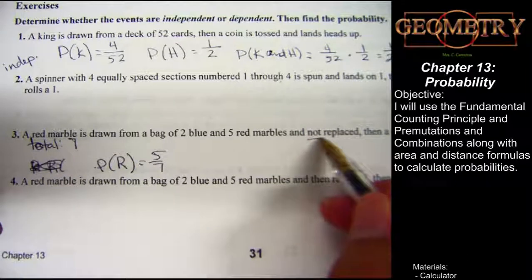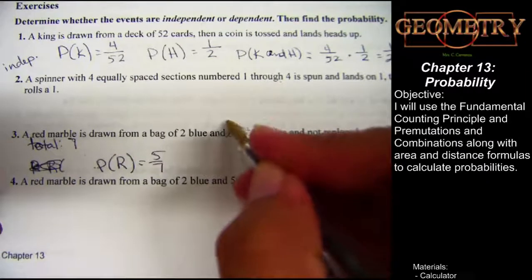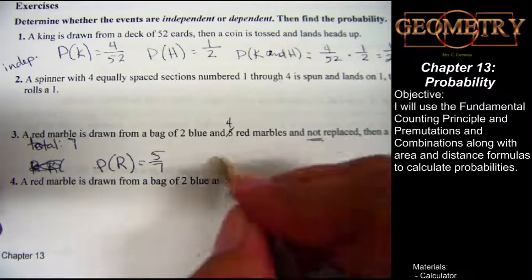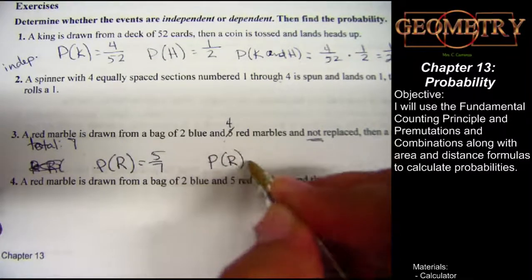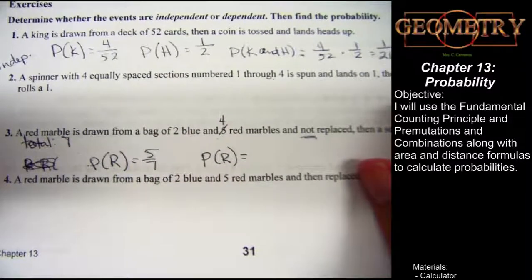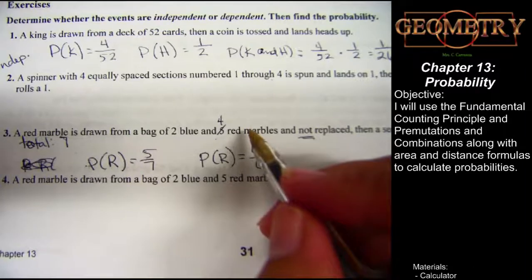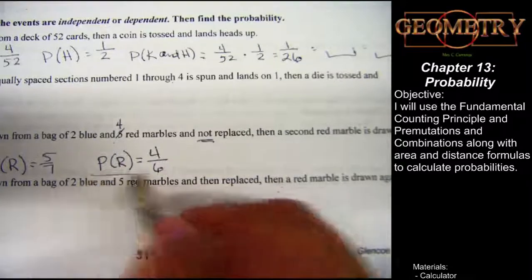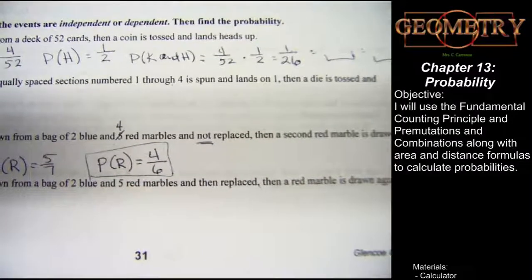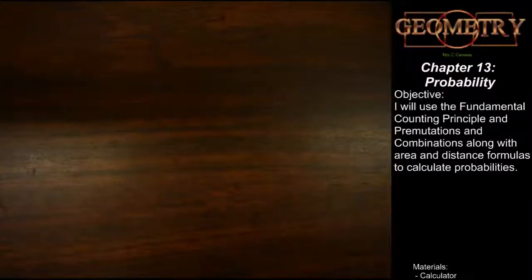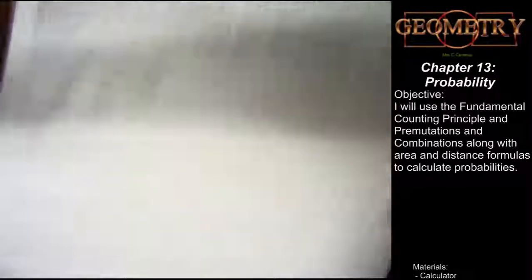Now, it's not replaced, which means after I do that first drawing, the number of red marbles goes down by 1. And so if I were to reach in and draw another red marble, what would be my probability? 4 out of 6, because now I have 4 red marbles and 6 marbles total. So the probability of drawing a second red marble is 4 of 6. Make sense? All right. Same sort of thing happens on the back sides of the page, so there's just some more for you to work with.